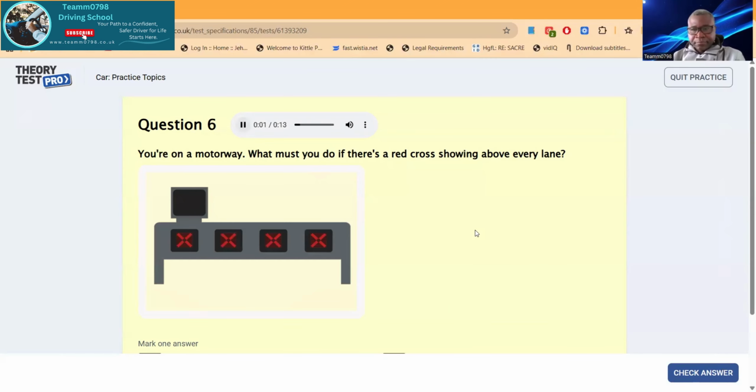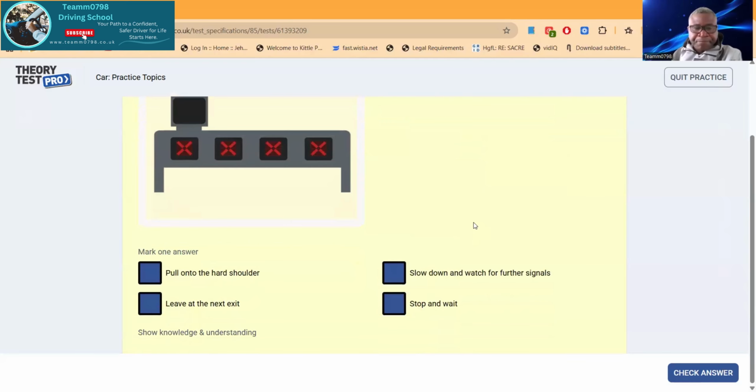You are on a motorway. What must you do if there's a red cross showing above every lane? Pull onto the hard shoulder. Slow down and watch for further signals. Leave at the next exit. Stop and wait. Yeah, when there's a red cross on every lane, you stop and wait. It's the correct answer. Okay.